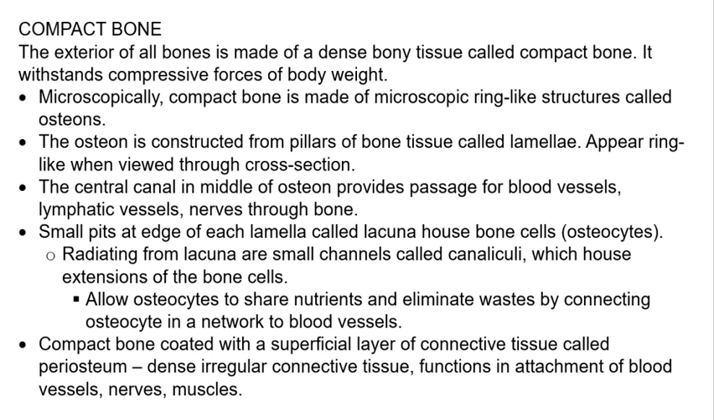The exterior of all bones is composed of a dense bony tissue called compact bone. Compact bone functions to withstand the compressive forces of body weight. Microscopically, compact bone is made of ring-like structures called osteons. The osteon is constructed from pillars of bone tissue called lamellae. The lamellae appear ring-like when viewed through cross-section.